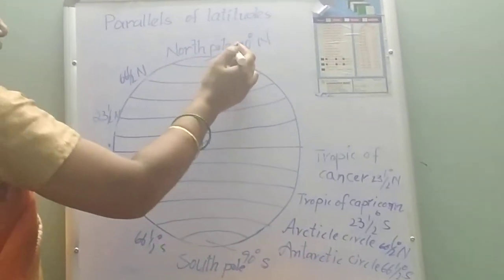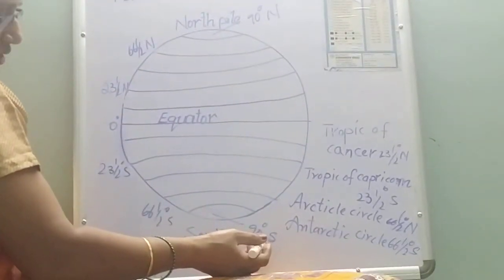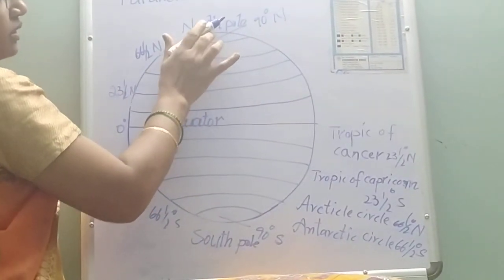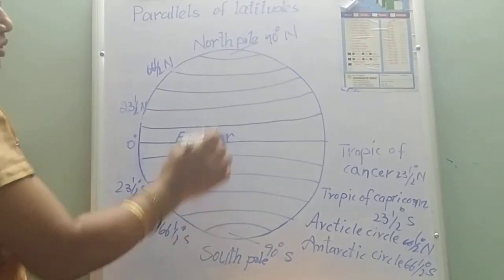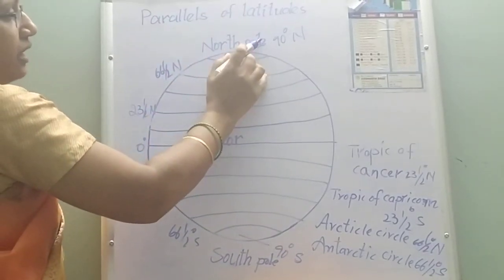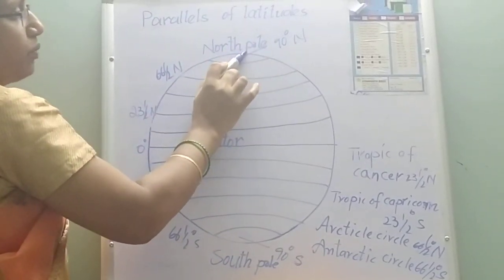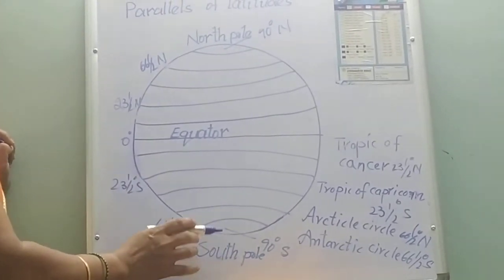Okay, so here this is 90 degrees north, and here 90 degrees south. The northmost corner is called the North Pole and the southmost corner is called the South Pole. It starts from 0 degrees and ends near the pole at 90 degrees. So near the South Pole it is 90 degrees.